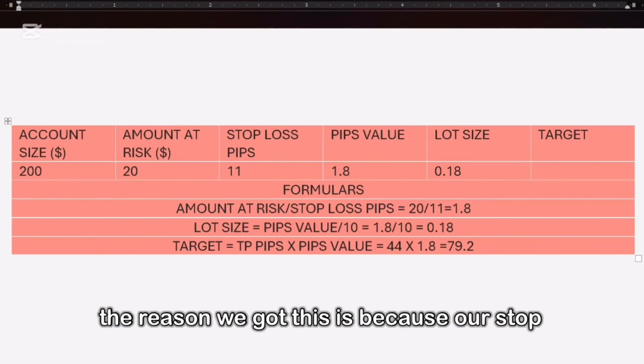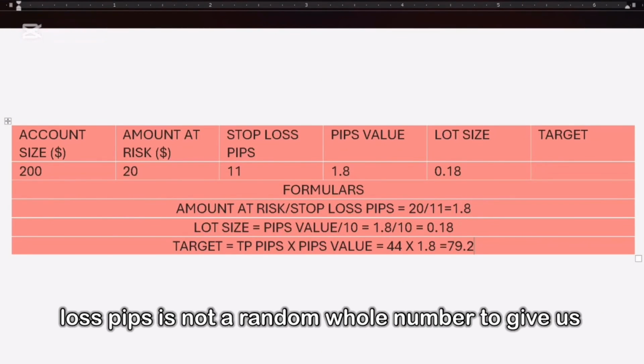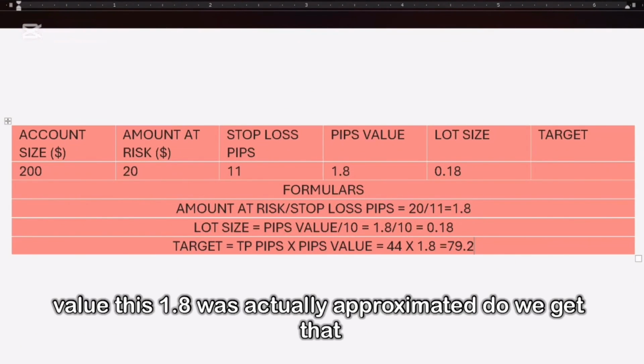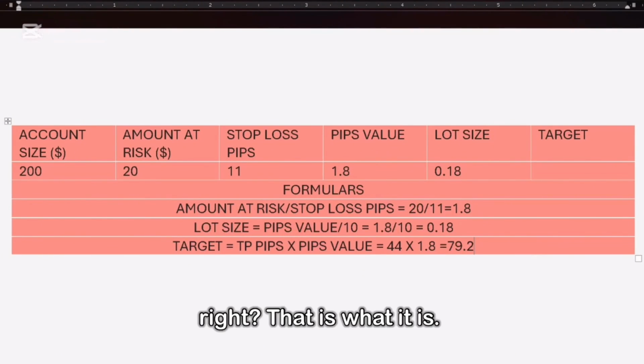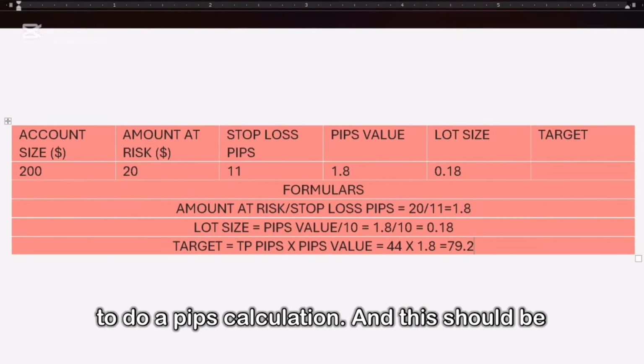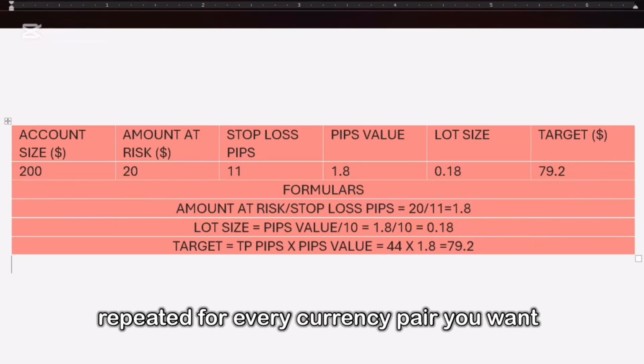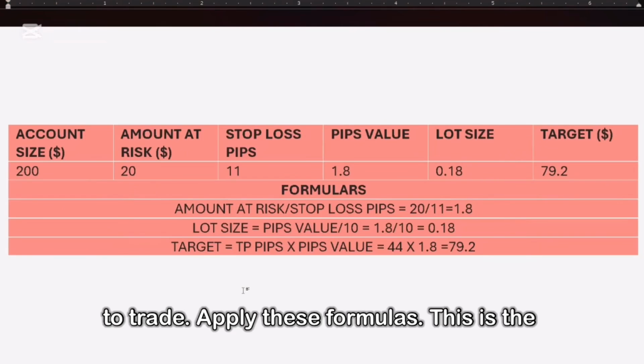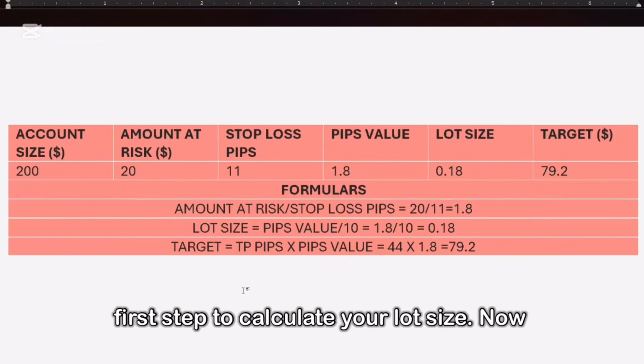The reason we got this is because our stop loss pips is not a random whole number to give us a particular random whole number as pip value. This 1.8 was actually approximated. Do we get that right? That is what it is to do a pips calculation. And this should be repeated for every currency pair you want to trade. Apply these formulas. This is the first step to calculate your lot size.